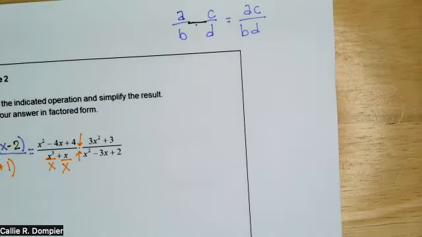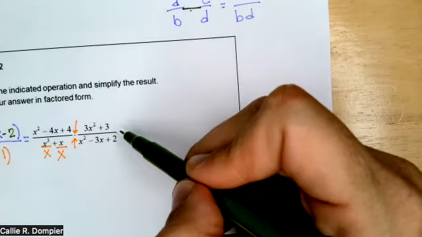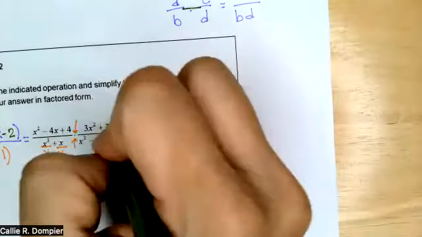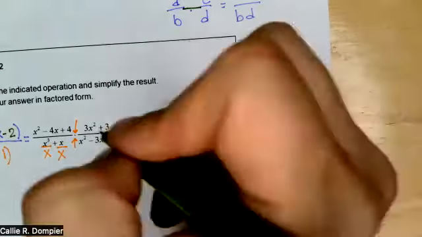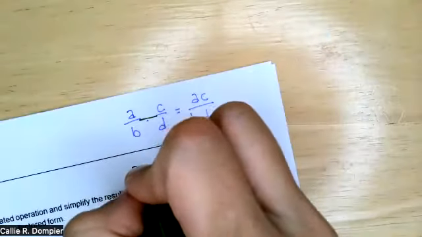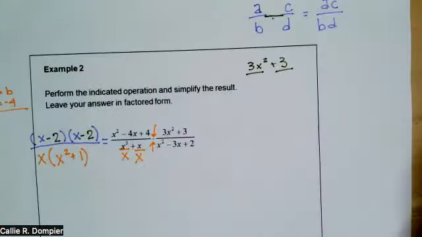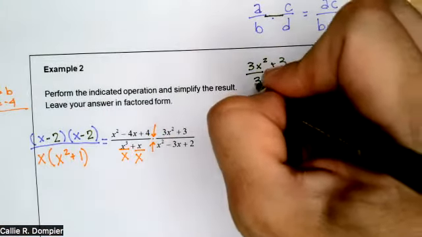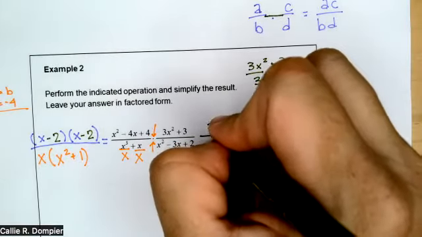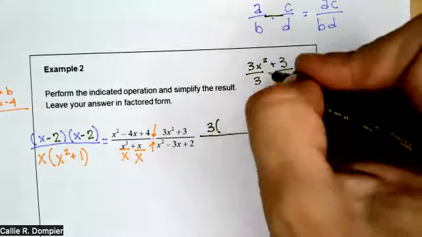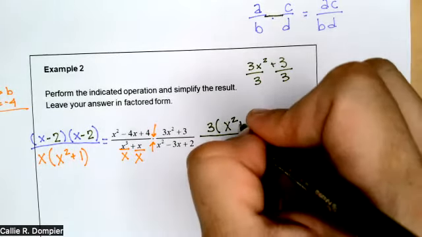3x squared plus 3. 3 is not a perfect square, so I cannot turn that into two binomials, but if I have 3x squared plus 3, is there anything I can divide them both by? I can divide them both by 3, right? So that means that becomes 3, 3x squared divided by 3 just becomes x squared. Positive 3 divided by 3 becomes a positive 1.